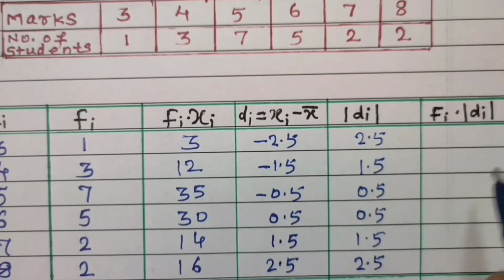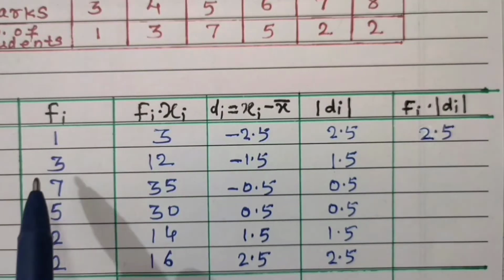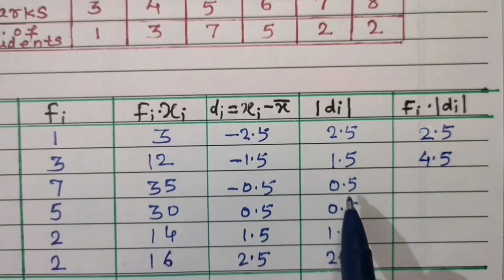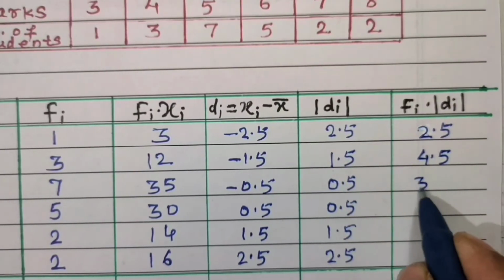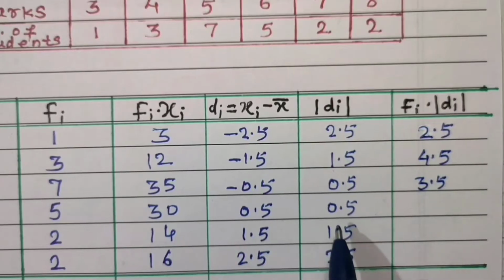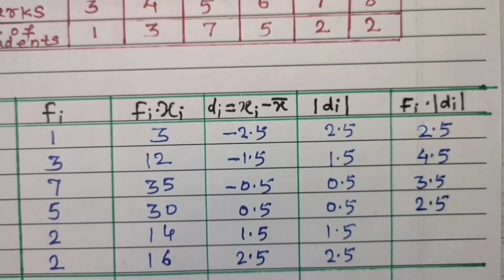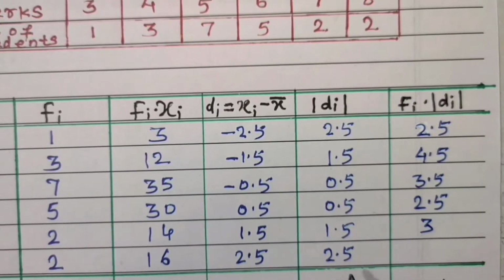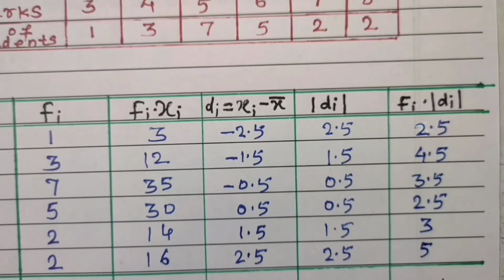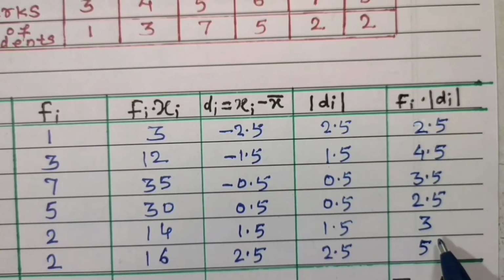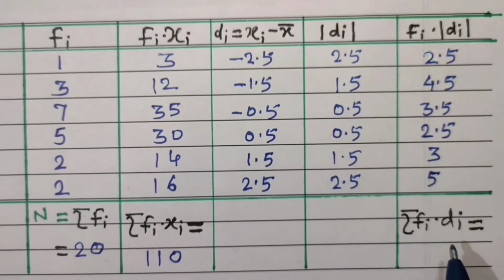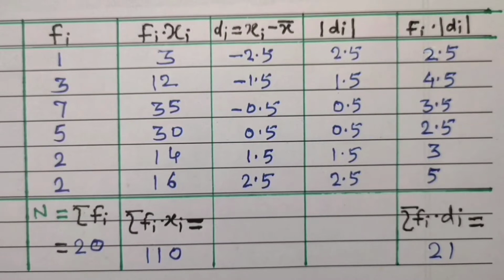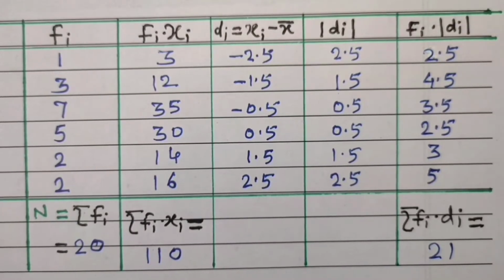So 1 into 2.5 is equal to 2.5. 3 into 1.5 is equal to 4.5. 7 into 0.5 is equal to 3.5. 5 into 0.5 is equal to 2.5 and 2 into 1.5 is equal to 3. Then 2 into 2.5 is equal to 5. Now take the sum of all values of this column. So summation of fi into modulus of di is equal to 21. Okay. Now we can calculate mean deviation about mean for the given distribution.